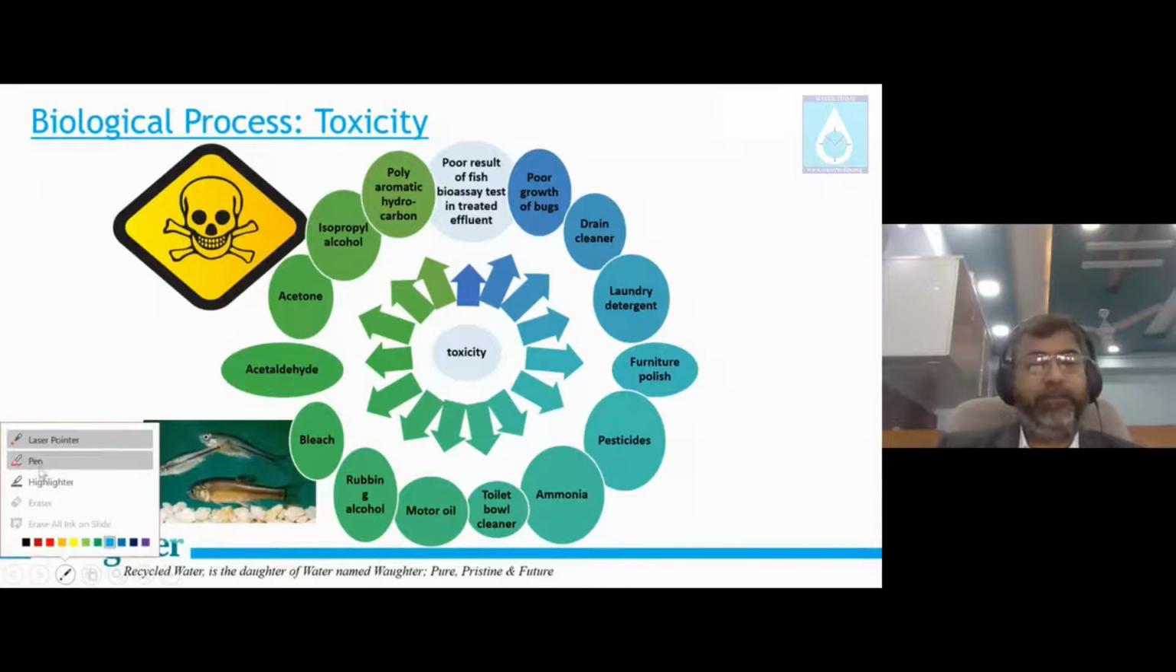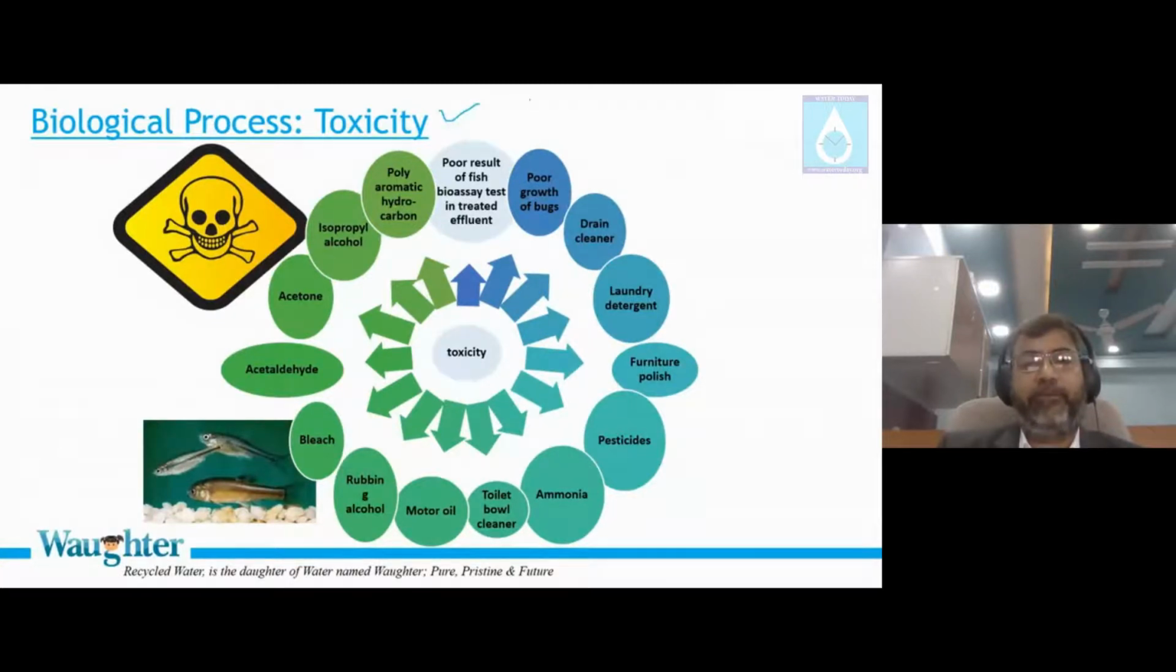Finally, a dangerous sign, which is more applicable for effluent: toxicity. Because toxicity is something which will kill the fish. Most of the time, the lack of sewage treatment plants is not the bigger issue in India. The bigger issue is the discharge of untreated industrial pollution. Because you may discharge things like acetone, isopropyl alcohol, polyaromatic hydrocarbons, acetate, bleach, rubbing alcohol, motor oil, ammonia, pesticides, furniture polish, and many more things. All these things are toxic to what? Toxic to fish. Imagine if something is toxic to fish, what about my poor bug, a small tiny fellow here?